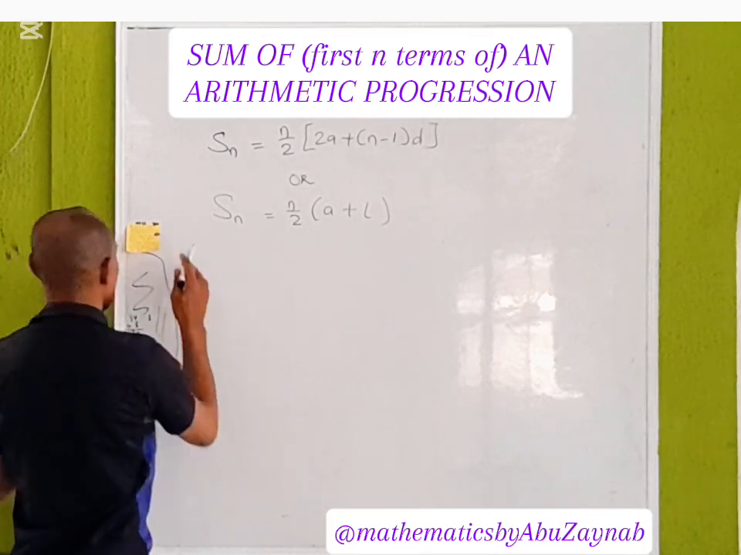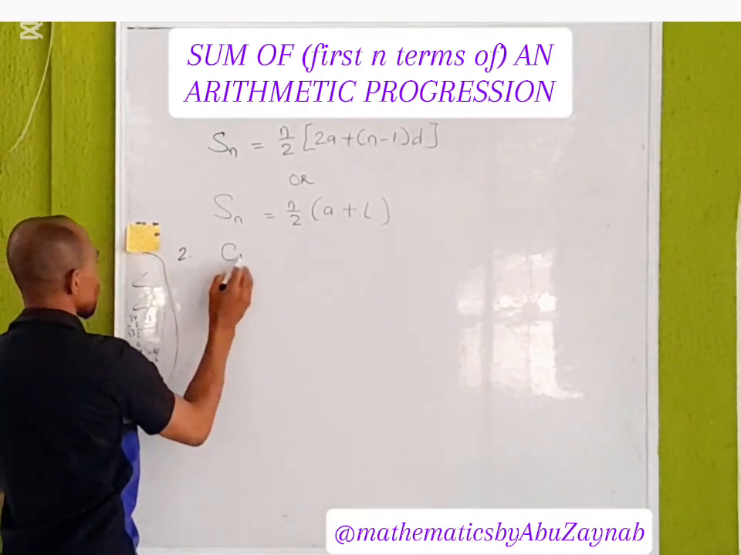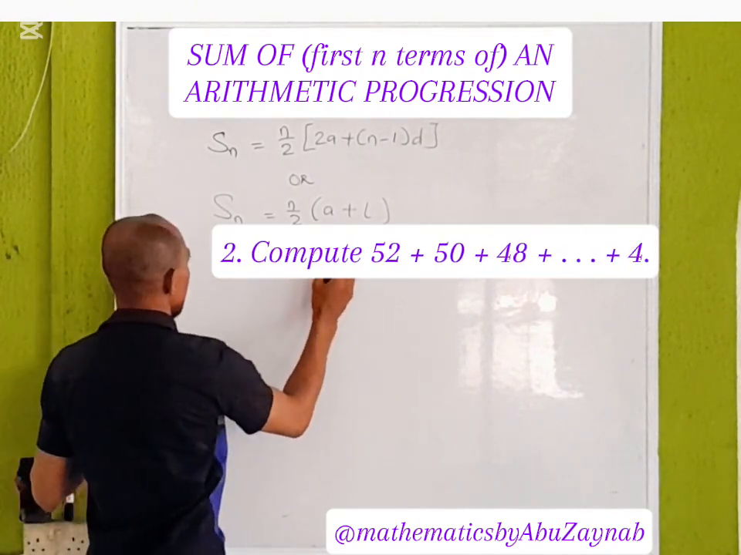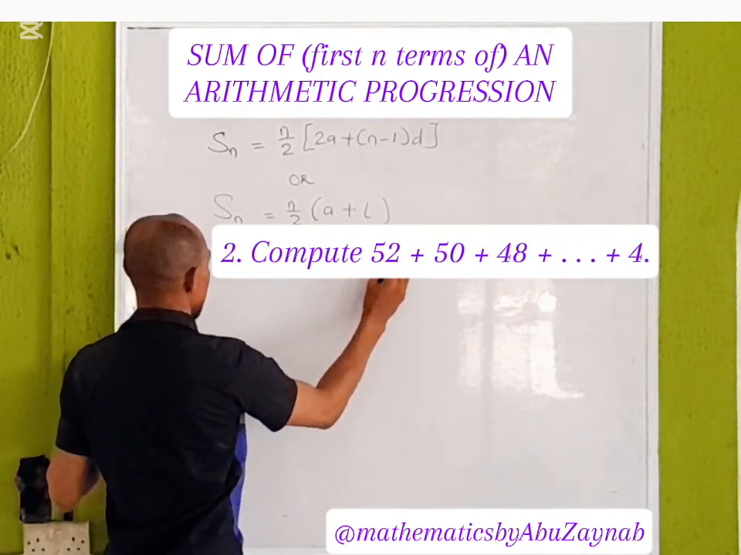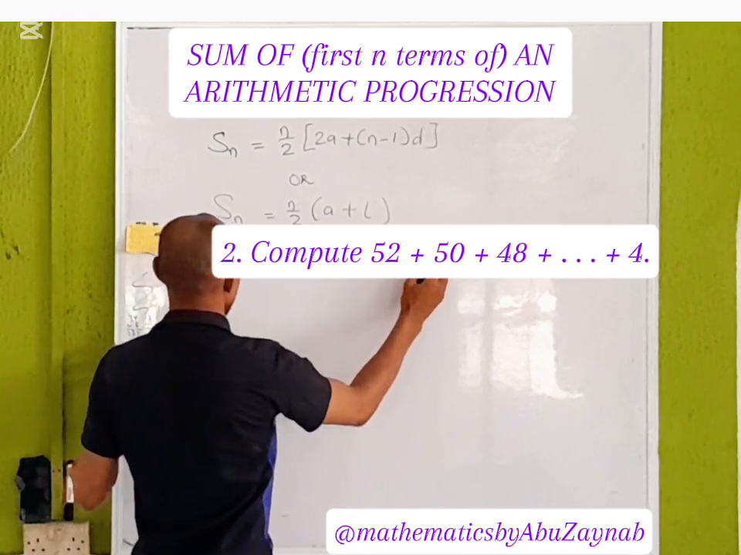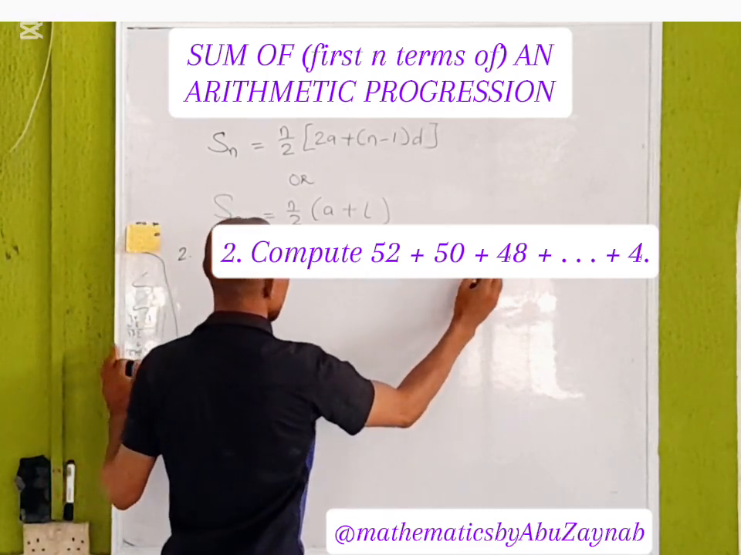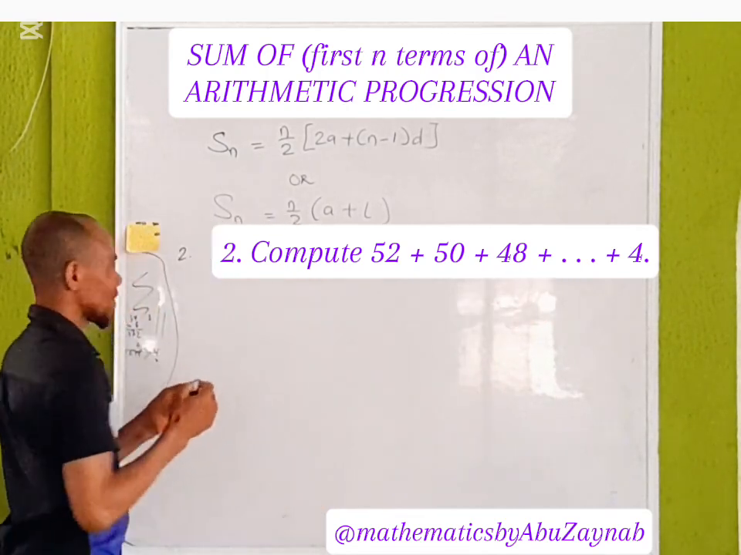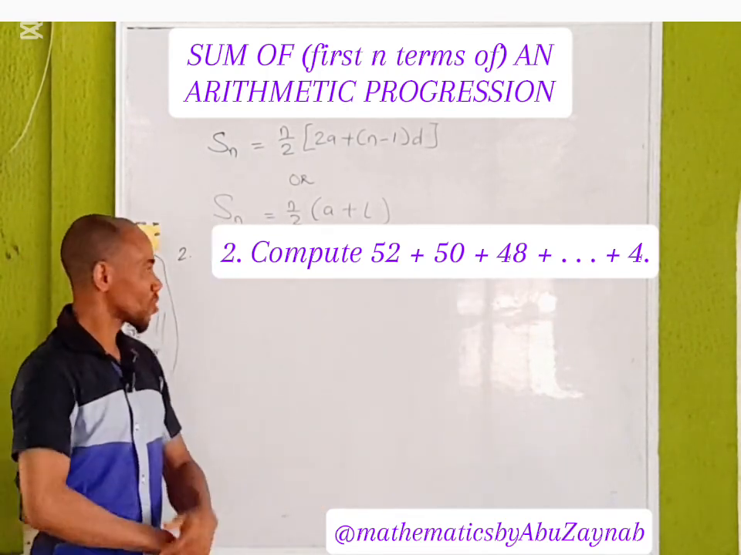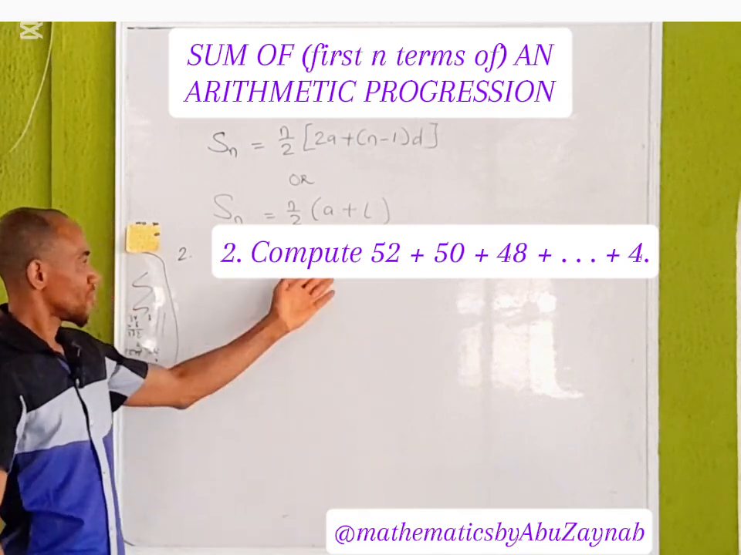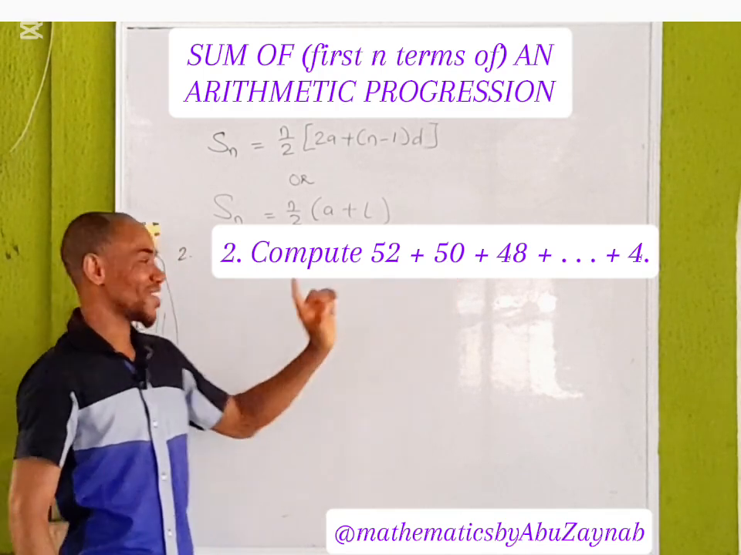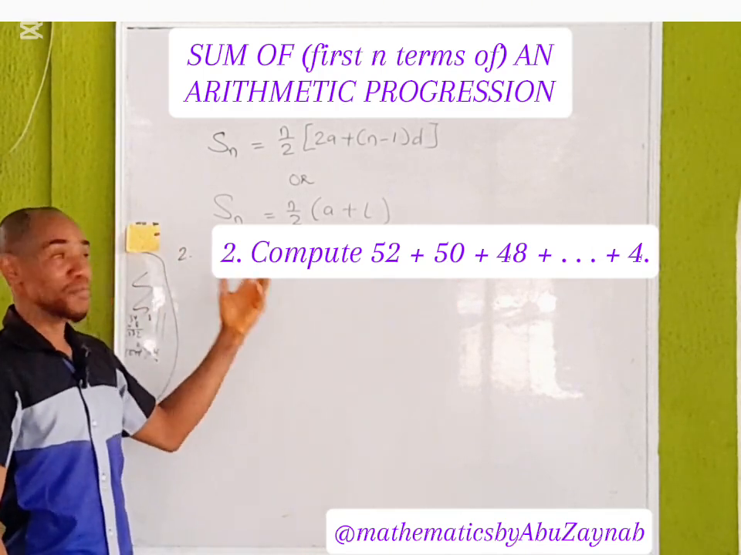For number 2, we are simply asked to compute 52 plus 50 plus 48 plus up to plus 4. That's a typical interesting exam question. We are just given 52, 50. Of course, we should know this is not a sequence. This is a series, but that doesn't change the formulas.